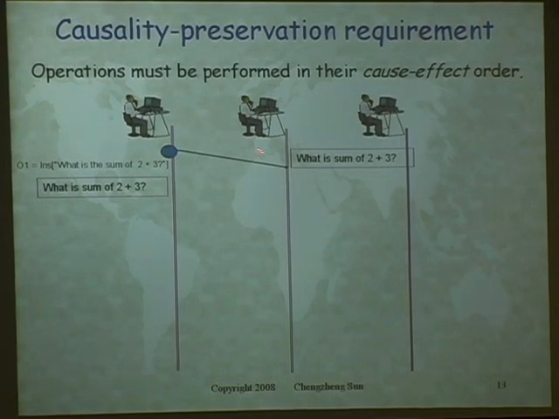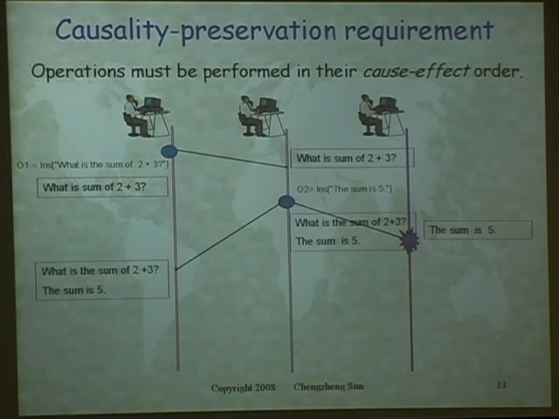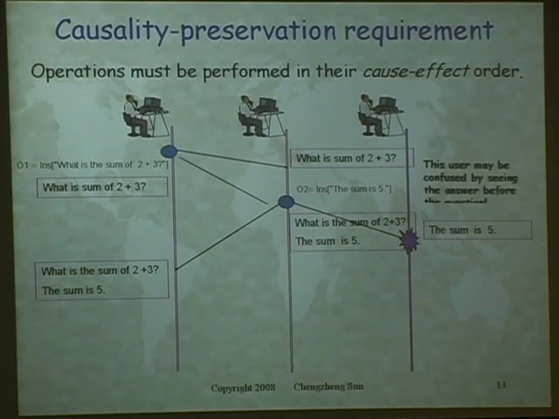Suppose this operation arrives at the middle site first. This site sees this result and then responds with the answer: "The sum is 5," following the previous question. This is the right result, but we notice this operation arrived at the middle site first and then at the third site. But this operation is causally after the question, because it generated the answer to the previous question, and it happened to arrive at the third site earlier than the question itself. Their natural causal effect order has been reversed.